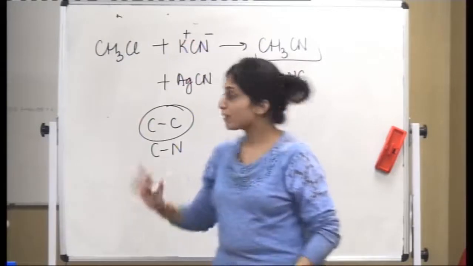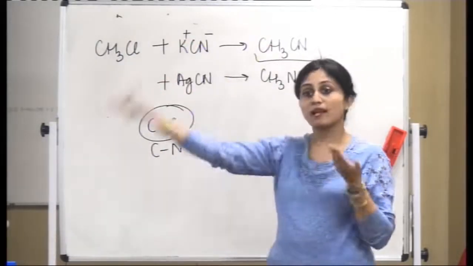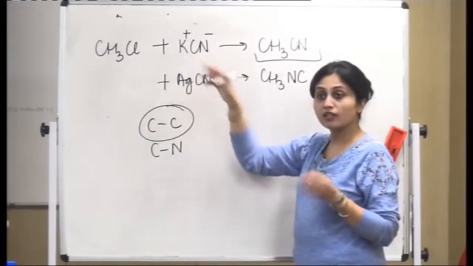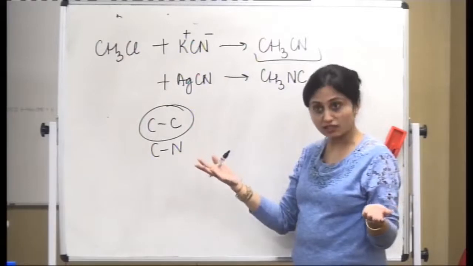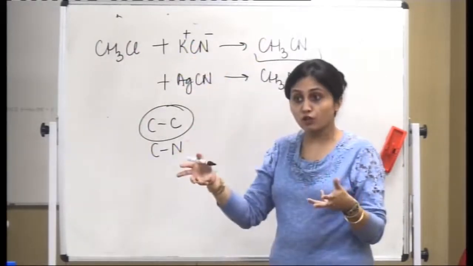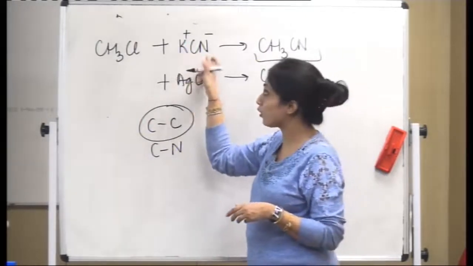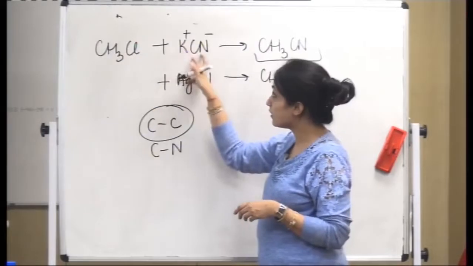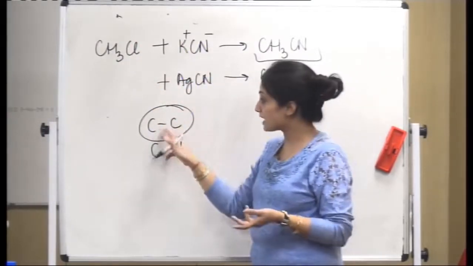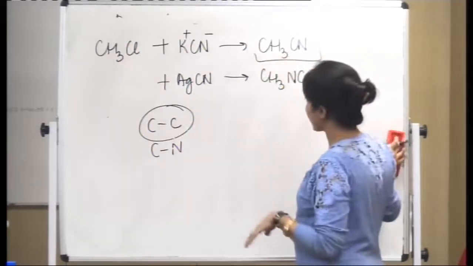I repeat, because KCN is ionic in nature. What does ionic mean? The one which is formed by complete transfer of electrons. So this is K plus and CN minus. They will completely dissociate in aqueous media. So now because carbon and nitrogen both are free to form a bond with carbon, it has a choice. Because the C-C bond is stronger than C-N, it will go in for C-C bond formation and cyanide is the major product.